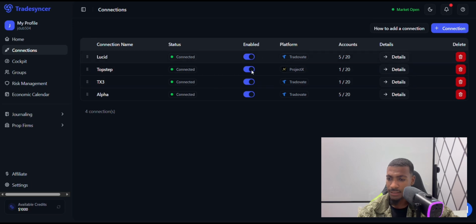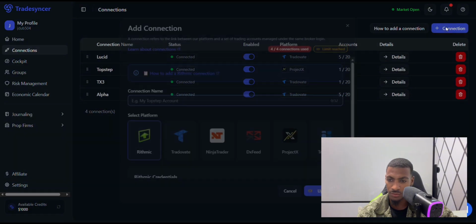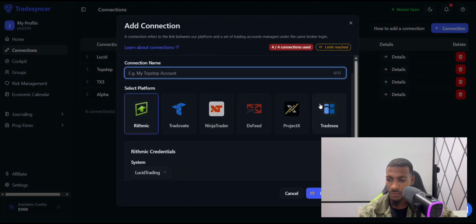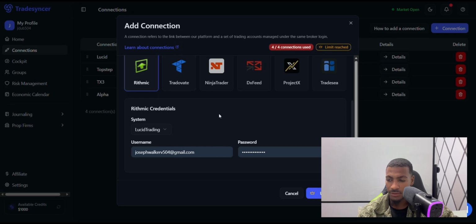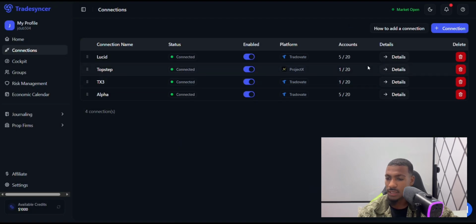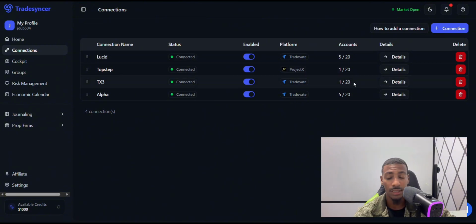So this is, like I said, I can do an in-depth detailed video on how to connect these accounts, but basically you would just go here, add a connection, type in the name of it, whatever platform, and then enter your credentials. And then from there, you will be able to copy trade. You can do up to 20 accounts per connection with the subscription that I have.